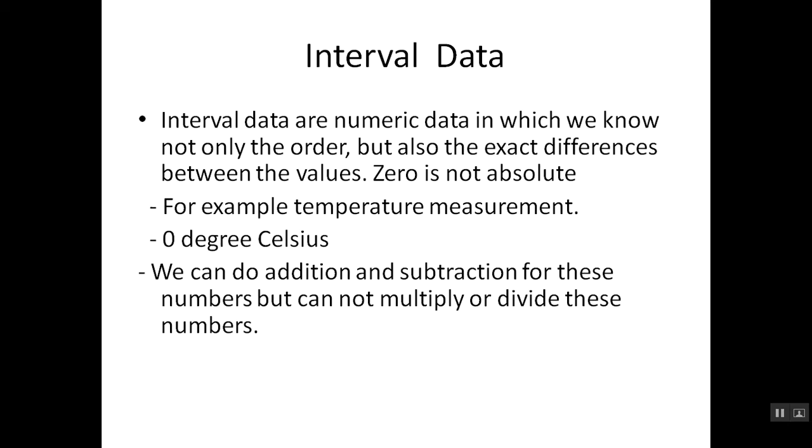In this interval data, 0 is not absolute. What is the meaning of that? Let's elaborate it with a simple example. In case of temperature measurement, what if I'm asking 0 degree Celsius? No, leave it. Just tell me, what is the meaning of 0 in mathematics?